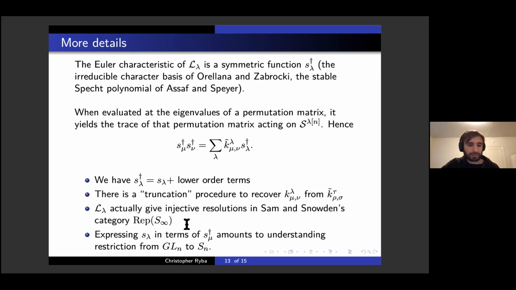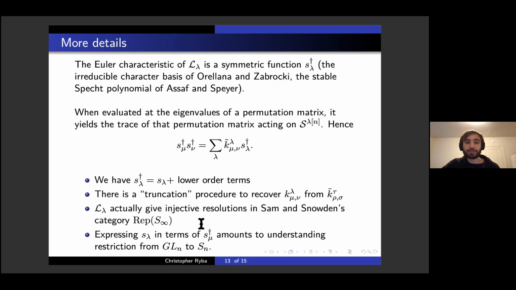And one more comment I'll make is that I can take my ordinary Schur function and I can consider its evaluations at the eigenvalues of permutation matrices. And that should give me the character of some symmetric group representation, precisely the character of the restriction of the irreducible associated to lambda from GLN to Sn.